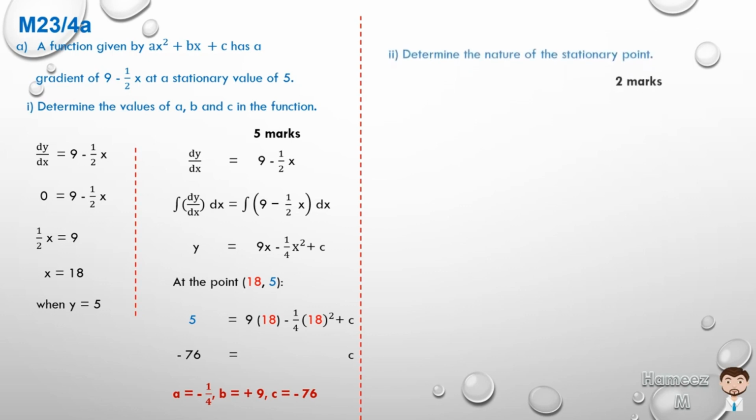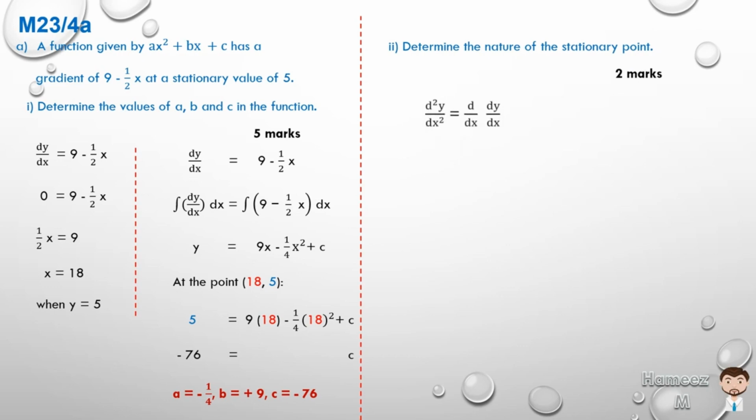Part 2, determine the nature of the stationary point. So in order to do that, we can double differentiate it. So d2y/dx squared is the differential d/dx of dy/dx. So if we substitute d/dx of 9 minus a half x, which works out to be minus a half. Since d2y/dx squared is negative, it means it's a maximum turning point.